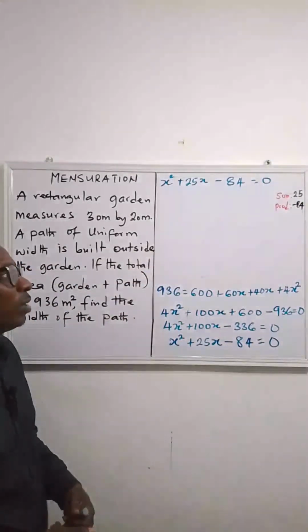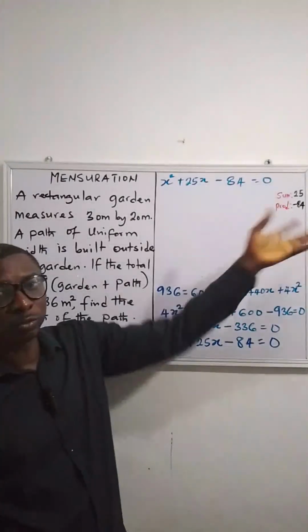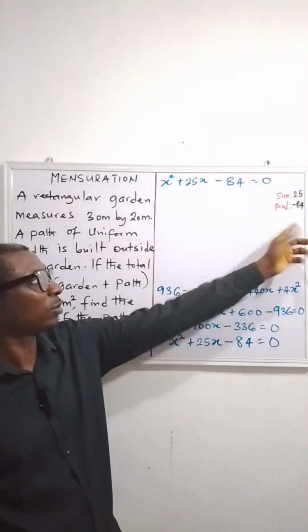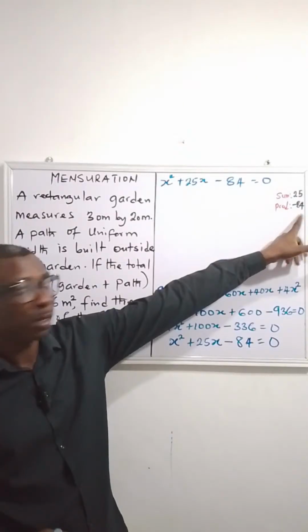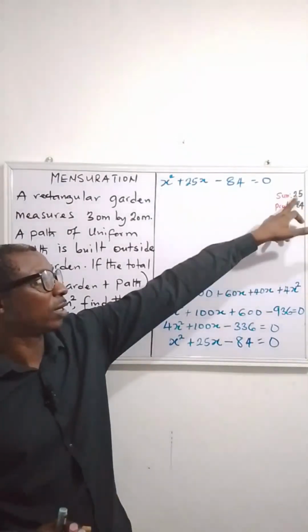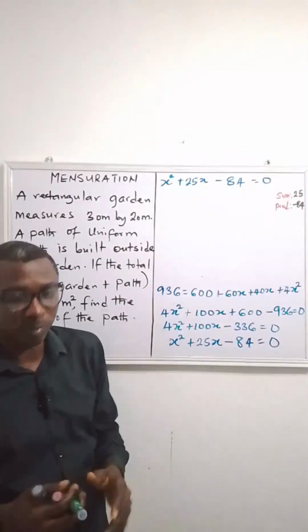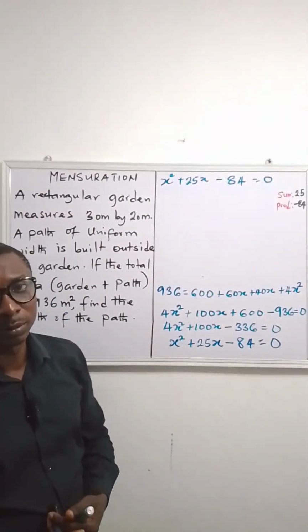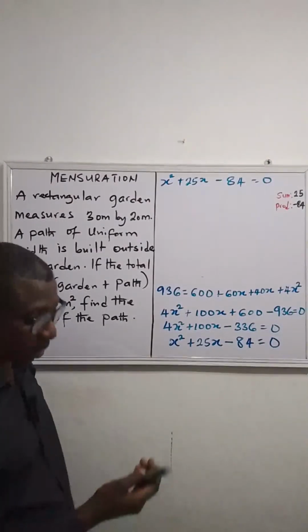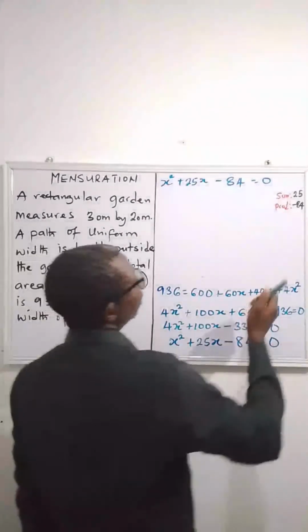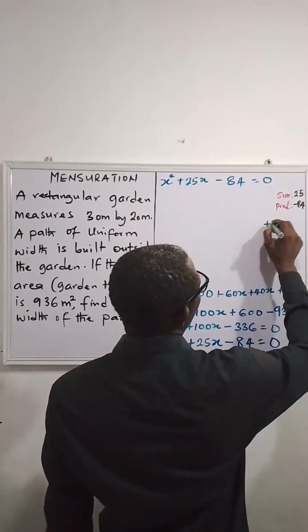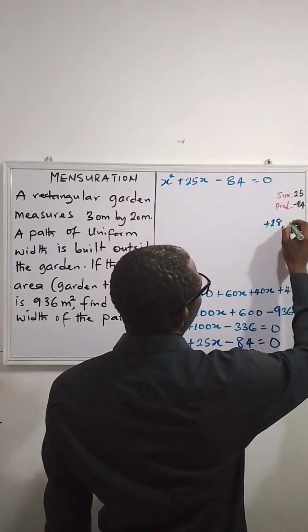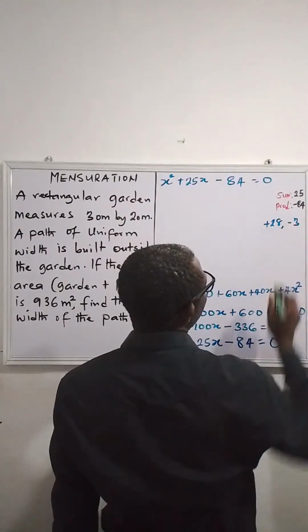Okay, so now what do we need this for? We need two numbers such that when you multiply together, you have negative 84, and when you add the two numbers together, you have 25. So what are the two numbers? Can you drop that in the comment section? Yes. Okay. Now, if you do that correctly, we have plus 28 and negative 3.